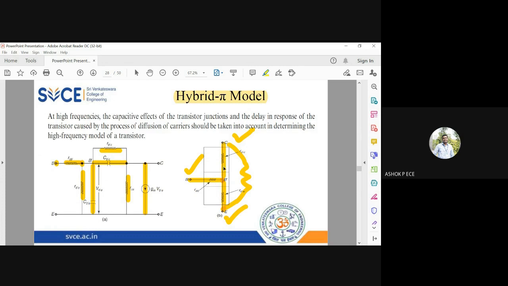In the diagram, if you remember, the 4 resistances will be included as they are, and instead of 3 capacitances, only 2 will be included, and 1 capacitance is going to be insignificant. What is that capacitance? C, C, E. The capacitance between collector and emitter is going to be insignificant, so it is not going to come inside the equivalent circuit for the hybrid pi model.